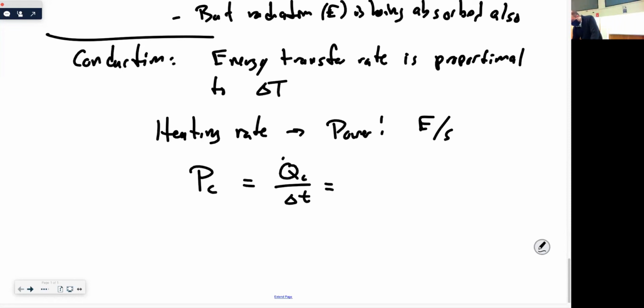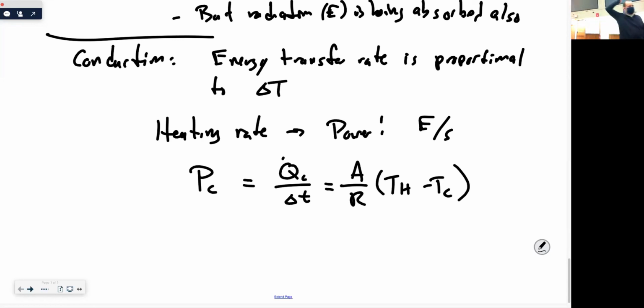So what does that equal to? Let's write some things down and then we'll define them. Capital A over R times T_H minus T_C. And so here is that delta T. Power is proportional to delta T. There it is. What is the proportionality constant? It's A over R. So let's define all of these things.